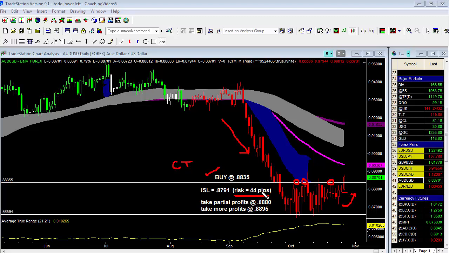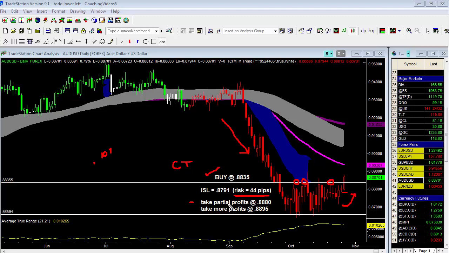For those of you that trade stocks or ETFs, the minimum price fluctuation is a penny move, and depending on how many shares you have, that's what it translates into in dollars, right? So a pip is a minimum price fluctuation. So you're risking 44 pips on this.